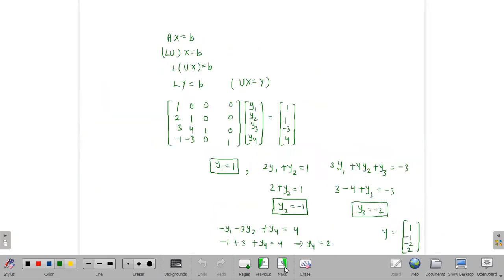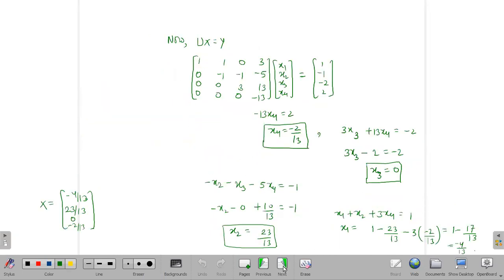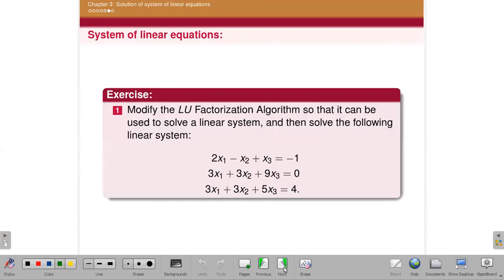Okay. So next we come to the exercise questions also. So these are the exercise questions. Modify the LU factorization algorithm so that it can be used to solve the linear system of equations. Then solve the following linear system. Means first you have to reduce this matrix into the product of L into U. Then you have to use this factorization to find the solution of this linear system.